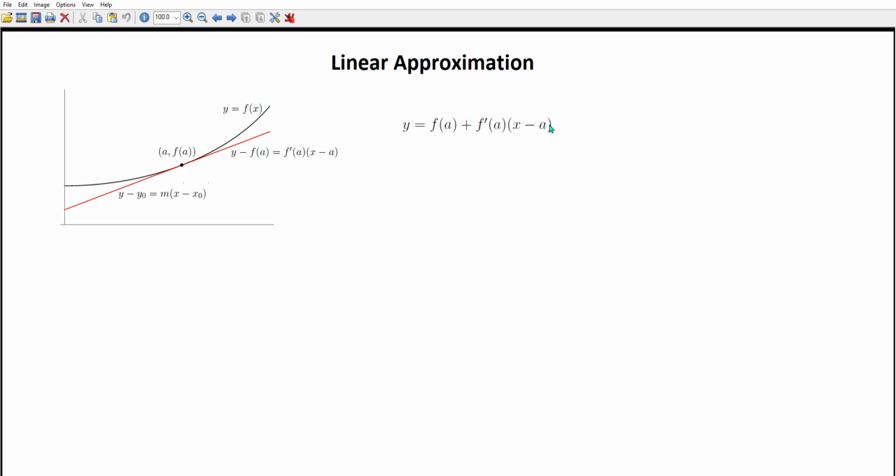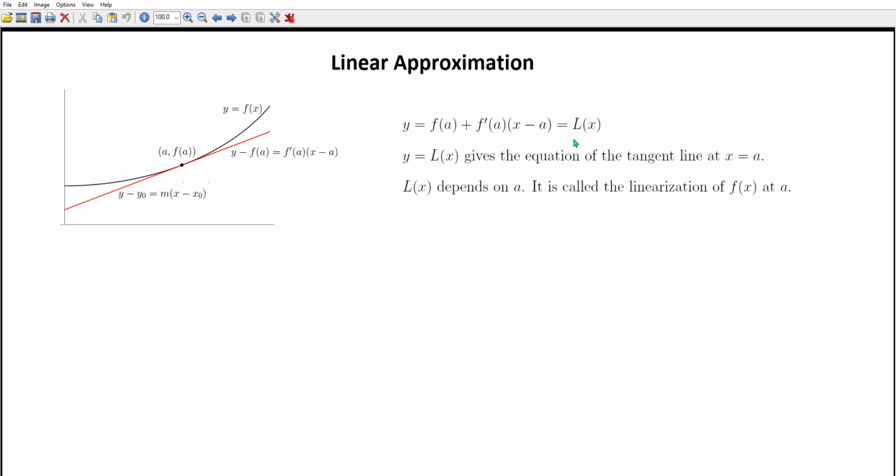So we have that listed up here, and the idea is the right-hand side is a good approximation for the function f of x near the point of tangency. And we're going to give that function a name. We're going to call it L of x. So y equals L of x gives the equation of the tangent line at x equals a, and the basic idea is it's an approximation to the function near there. L of x depends on a. It is called the linearization of f of x at a.